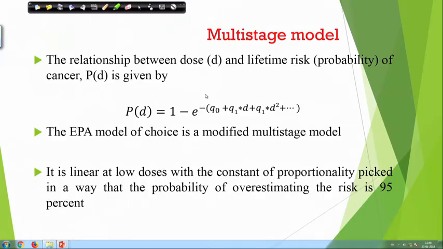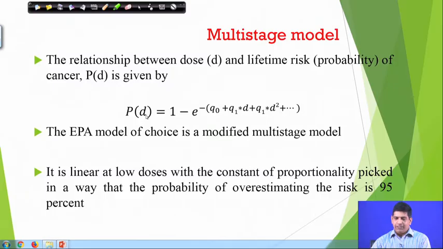Now, the multi-stage model is where you take the dose and the lifetime risk probability of cancer PD is 1 minus e to the power of minus (Q0 plus Q1 times D plus Q2 times D squared), and the list goes on. This is the EPA's choice, the multi-stage model, for getting the probability. It is linear at low doses, with a constant of proportionality picked in a way that the probability of overestimating the risk is 95%. So, you always try to overestimate rather than underestimate.